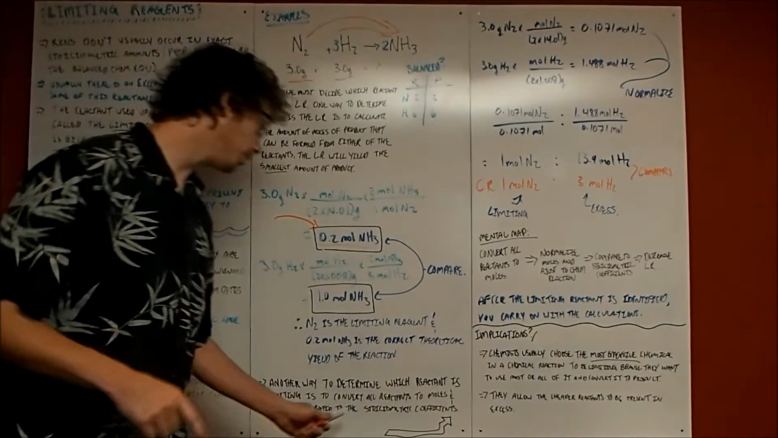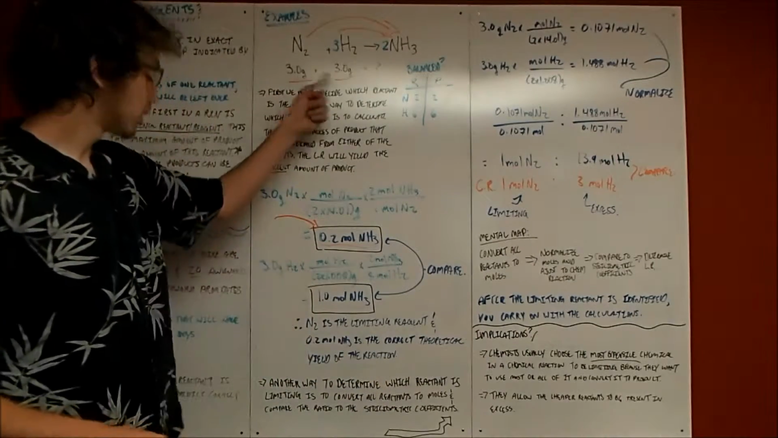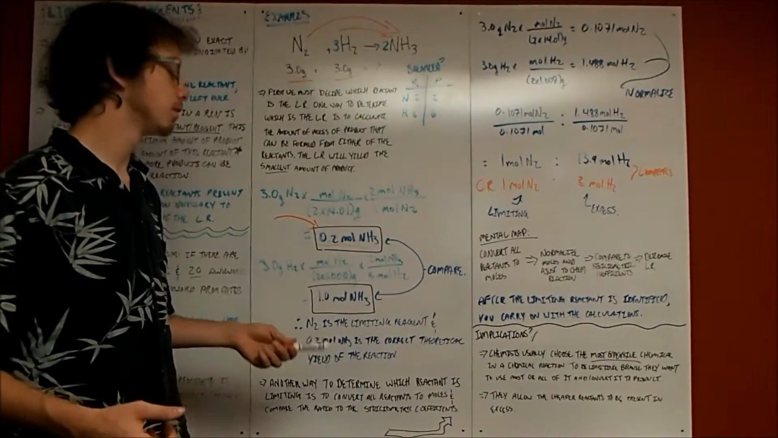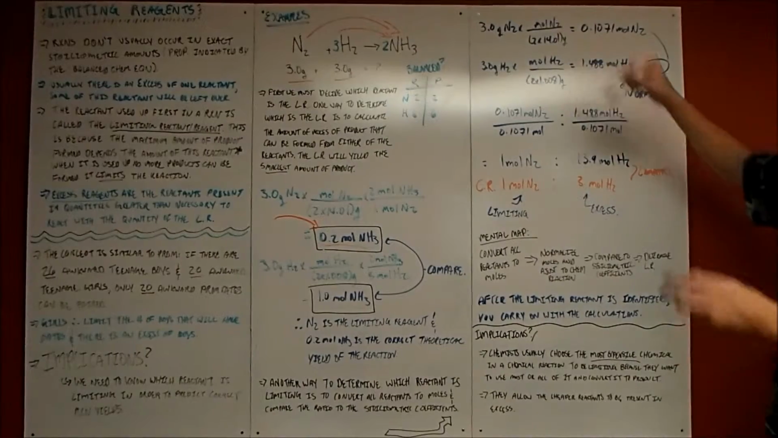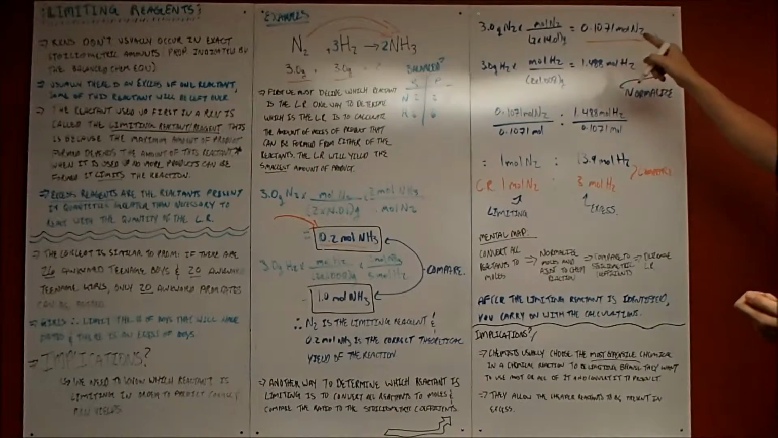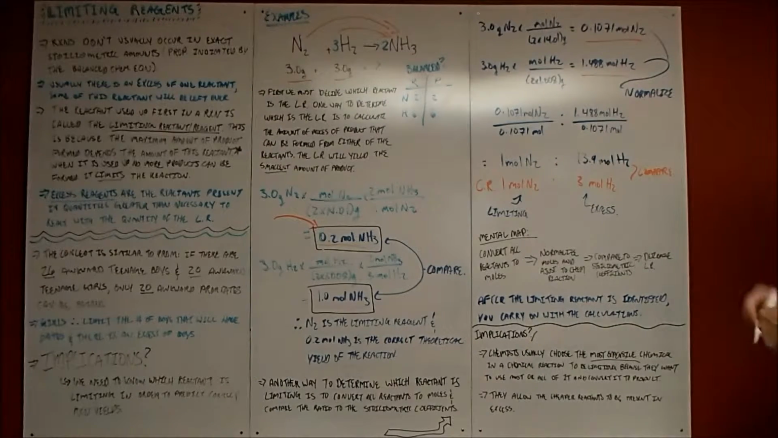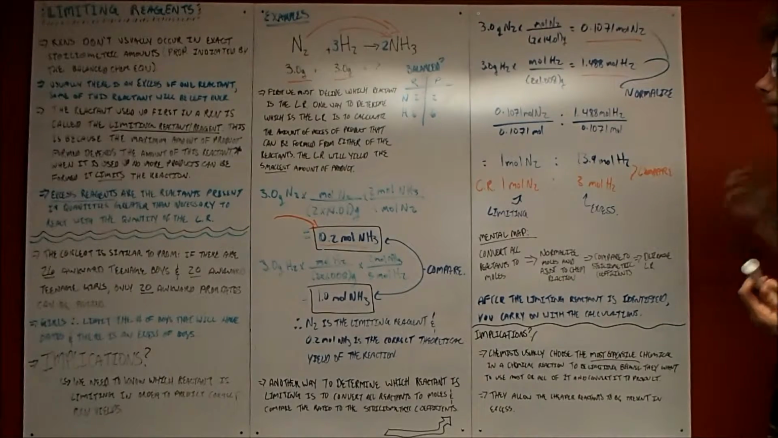Another way to determine which reactant is limiting is to convert all reactants to moles and compare the ratio to the stoichiometric equivalent. So what we're going to do is convert both reactants to moles. That's what I've done here. 3 grams of nitrogen is equal to 0.1071 moles of nitrogen, and 3 grams of hydrogen is equal to 1.488 moles of hydrogen. We then want to normalize them so we can compare them.